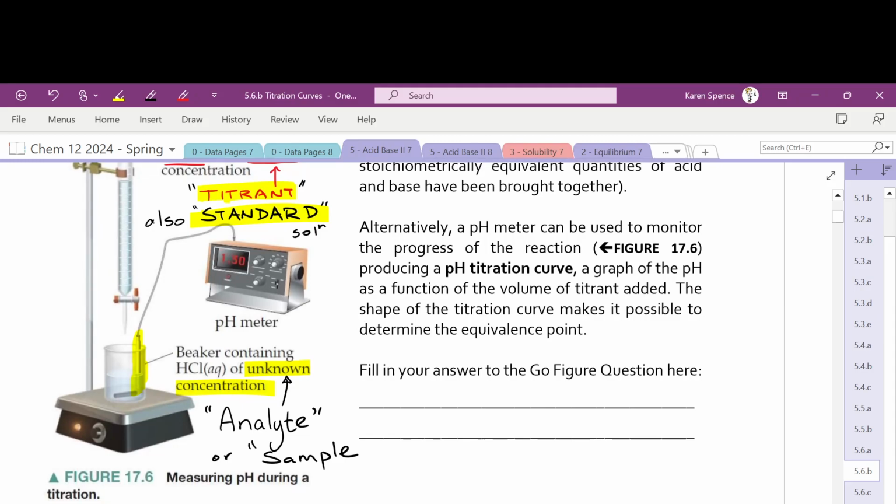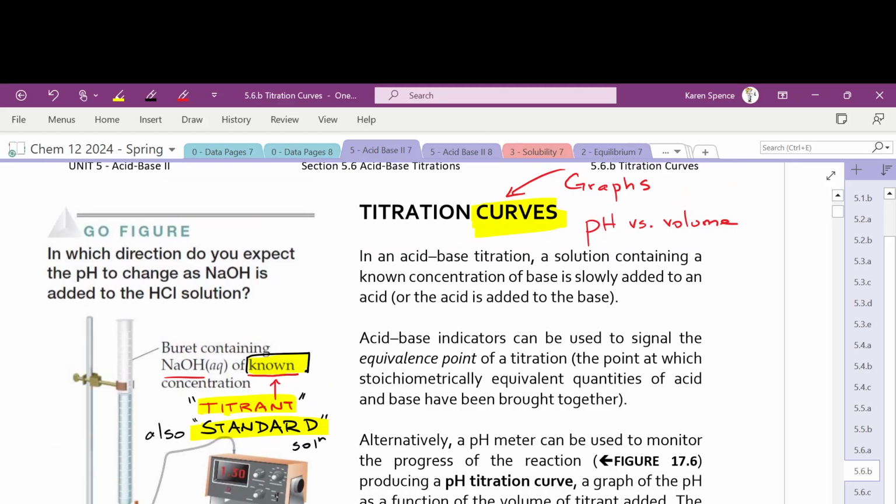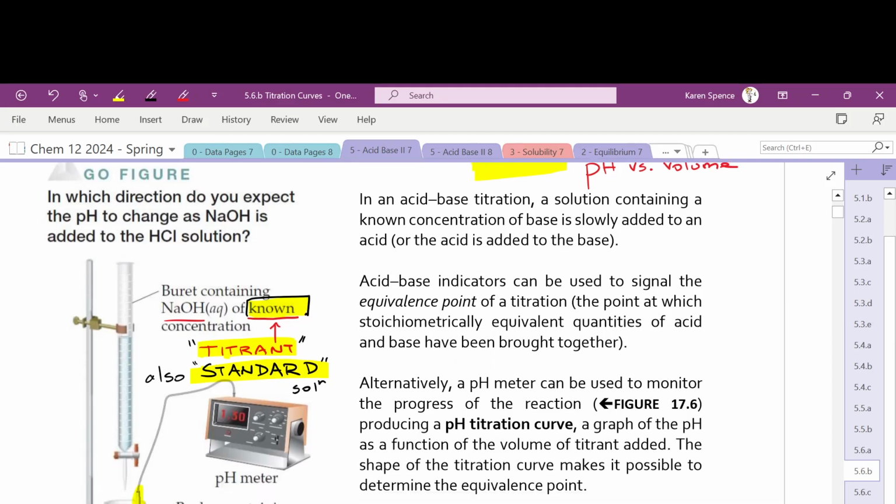Okay, oh, there's a go figure question. Let's read what that go figure question says. In which direction do you expect the pH to change as NaOH is added to the HCl solution? Do you expect the pH to increase or decrease as we add NaOH? It's becoming more basic, so the pH should increase.